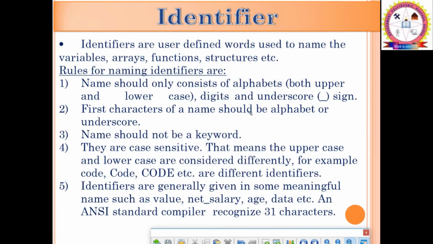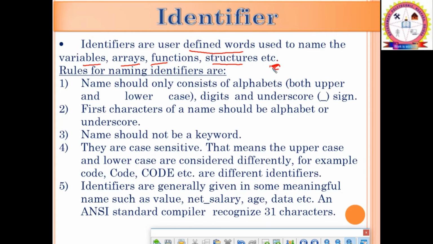So an identifier is nothing but a user defined word. These are user defined words used to name the variables, functions, arrays, structures, etc. So what is user defined? This is not like the standard keywords we studied in the previous slide. A keyword has a fixed meaning, but identifiers are user defined words. We can give the name when naming the variables, arrays, functions. So whatever word we name it, these are called identifiers.